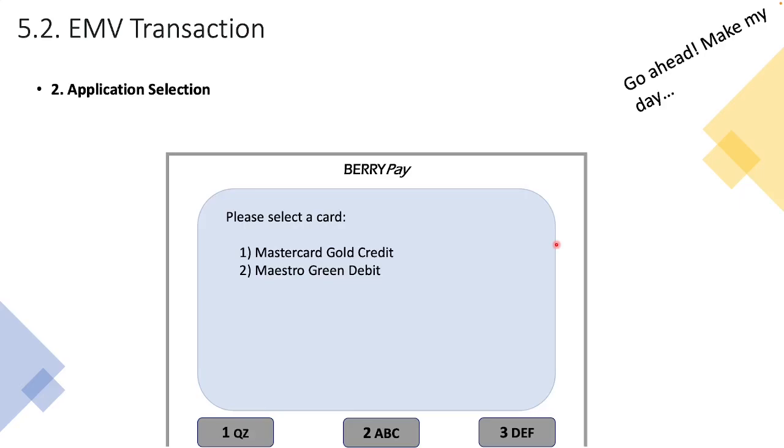So what we did end up with is this candidate list that's built by the terminal, then gets associated to either the application preferred name or the application label, and then based on the priority indicators set on the card, it would then display it on the POS screen.